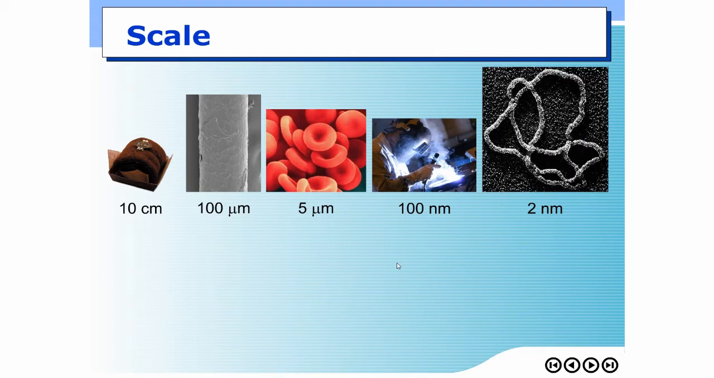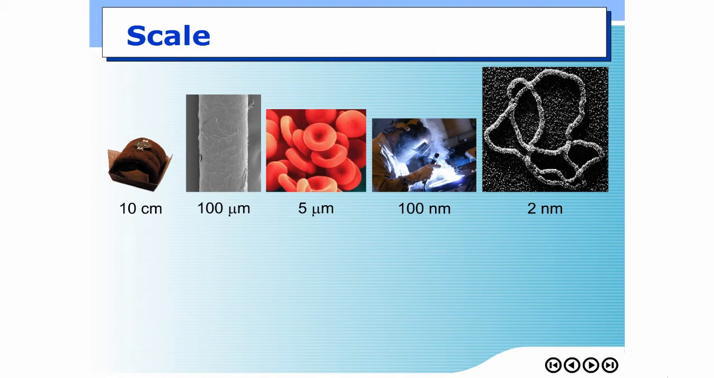For 2 nanometers, this is a scanning electron microscopy picture of DNA. This is human DNA, and the diameter of a DNA strand is about 2 nanometers.